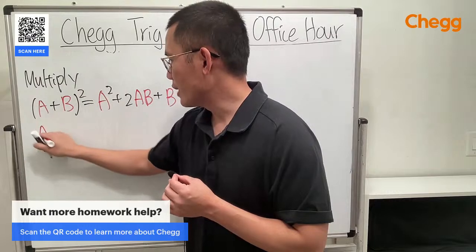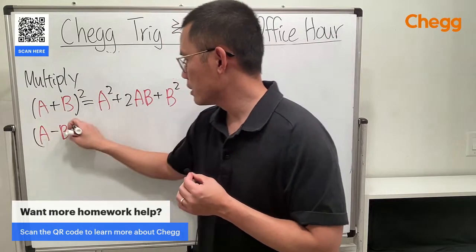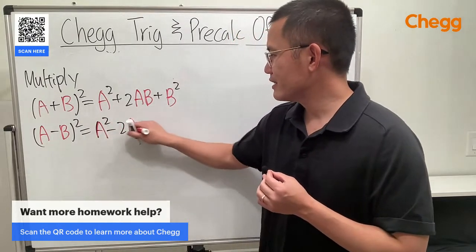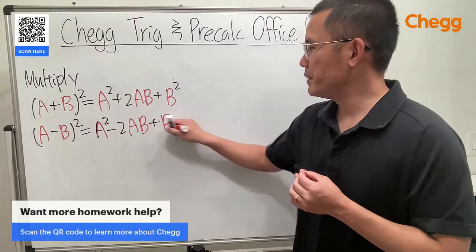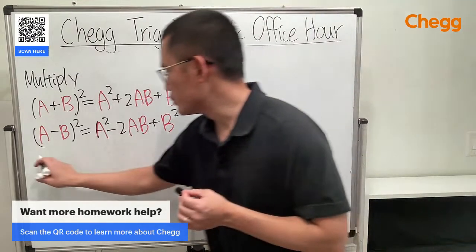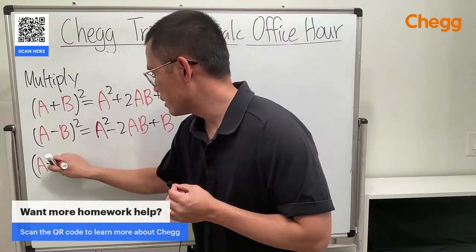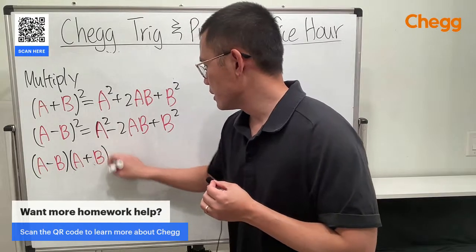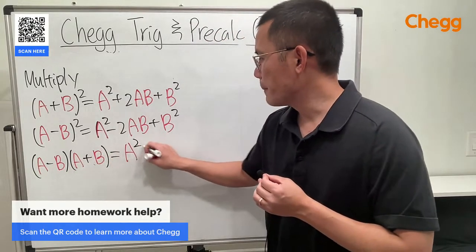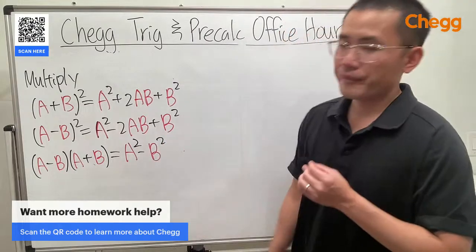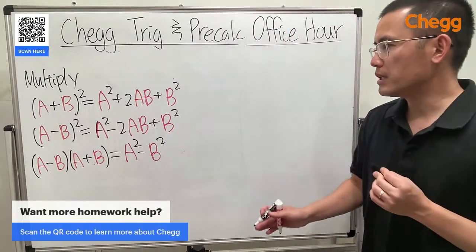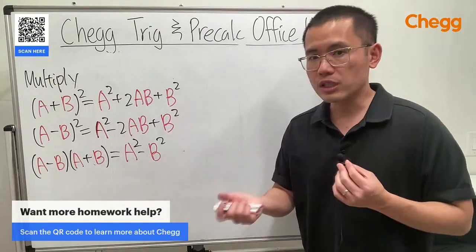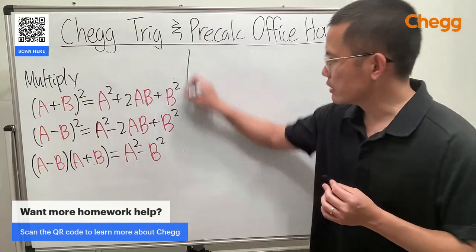And then the other one is when you have a minus in between. So you have a squared minus 2ab, and then plus b squared. And then another one that you should know is (a minus b) times (a plus b). This gives you a squared minus b squared. So definitely remember these formulas. In pre-calc, I ask my students to remember these so when we multiply, it's going to be so much faster. Now, let me show you.